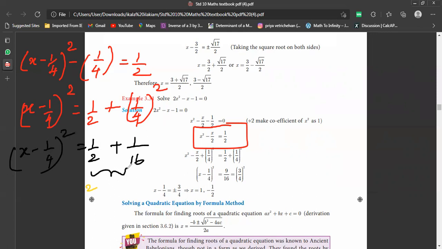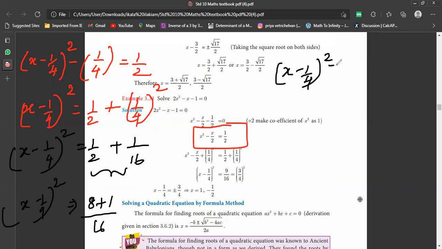So let's take LCM on this. It will become 8 plus 1 upon 16. So it's going to be (x minus 1 by 4) the whole square is equal to 9 upon 16.